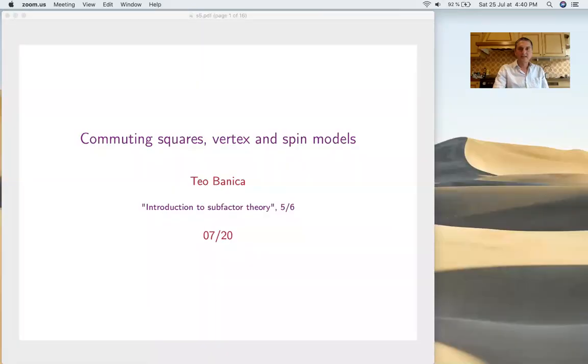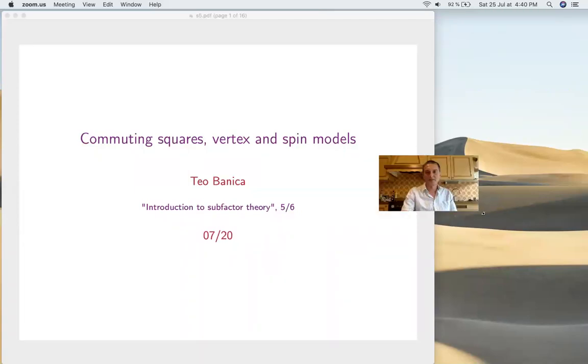So let's find this presentation first. Here we go. So commuting squares and spin and vertex models as main examples of this.